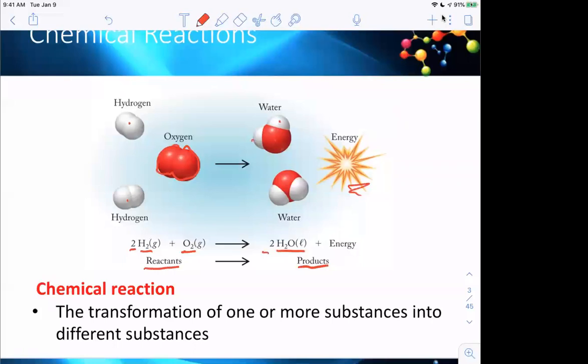So the overall definition of a chemical reaction is the transformation of one or more substances into different substances. This is the type of reaction format that we're going to be using the most, where I have my reactants and the number of molecules indicated on the left side, and then I have the products, the number of products that are produced on the right side.